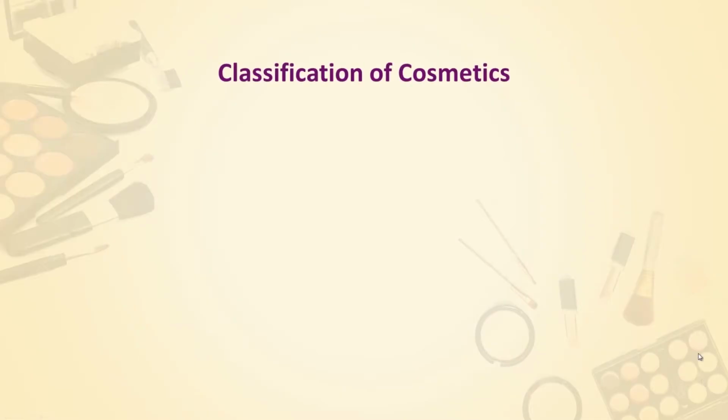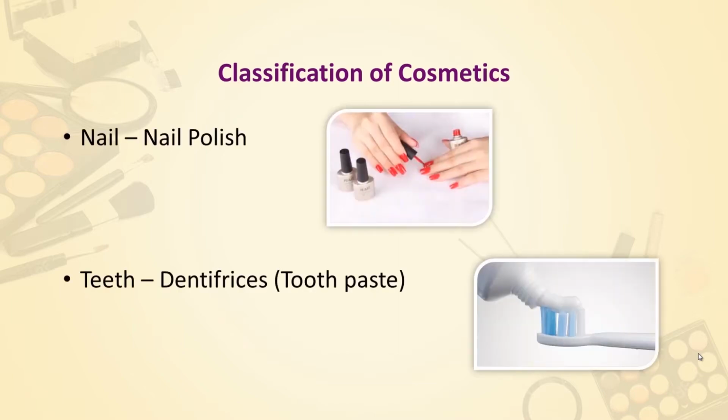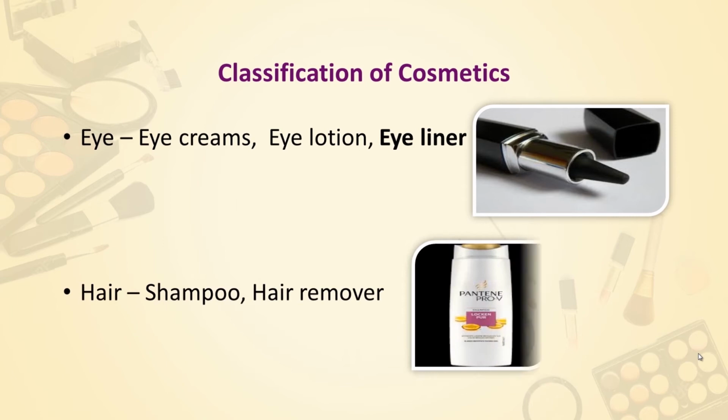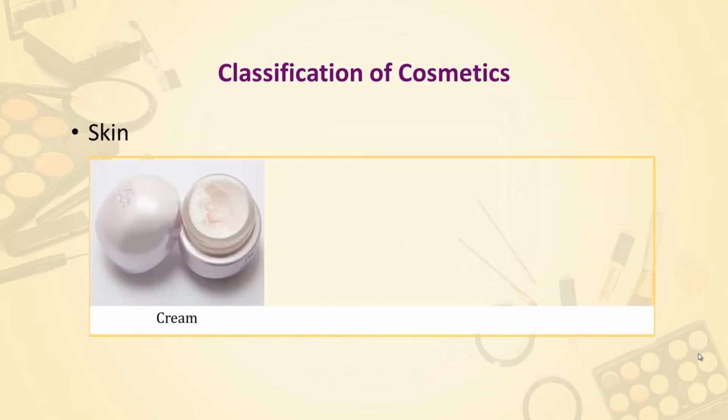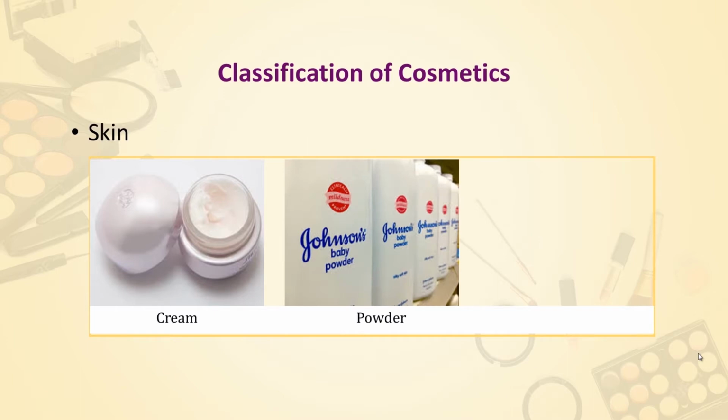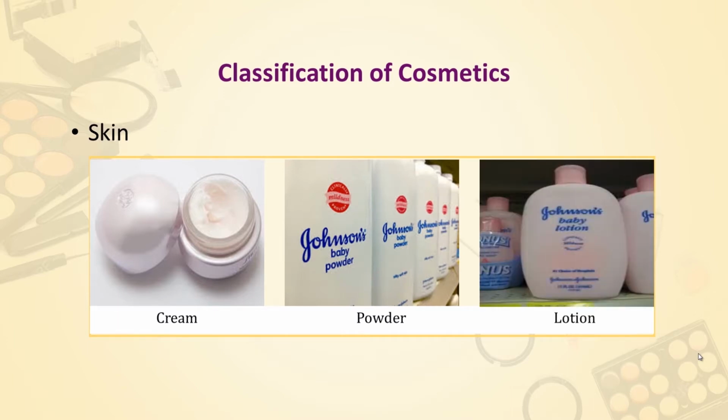Let us see the classification of cosmetics. Cosmetics can be classified in different ways. According to their uses, we can classify cosmetics to be applied on the skin, nail, teeth, eye and hair. Skin cosmetics, for example creams, cold cream, vanishing cream, moisturizing cream, massage cream, and powders. You can take the example of face powder, compact powder, lotions, body lotion.